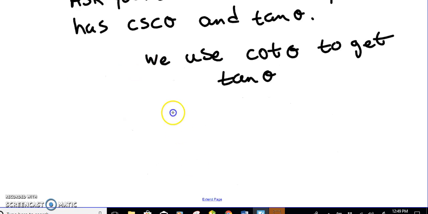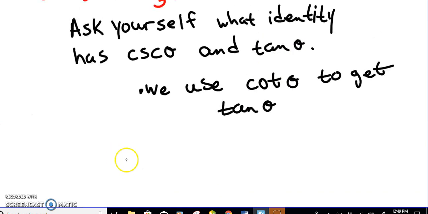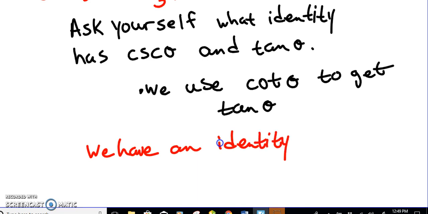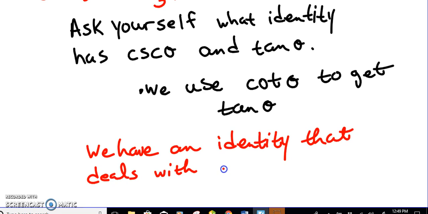And we have an identity that actually deals with cotangent and deals with cosecant. So I'm going to write that out. We have an identity that deals with cotangent theta and cosecant. And if we can do cotangent and cosecant together, we can do things to figure out what tangent is.